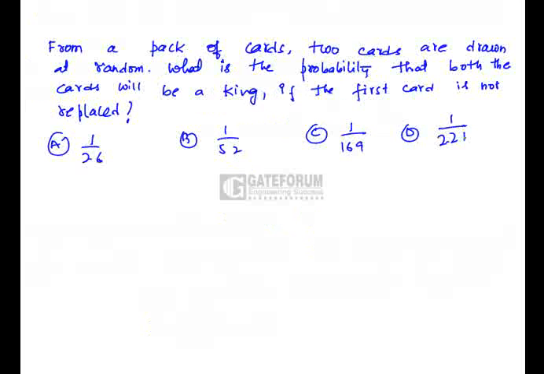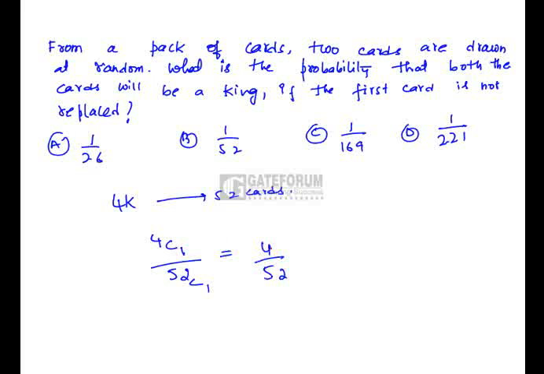It is given that from a pack of cards, 2 cards are drawn at random. Now we have to find the probability that both the cards will be kings if the first card is not replaced. Now we know that there are 4 kings out of 52 cards. So in the first pick, what is the probability? Out of a total of 52, we are taking 1 card, so 52C1. And what is the probability that it is a king? There is 1 chance out of 4, 4C1. So which is nothing but 4 by 52. This is in the first pick.